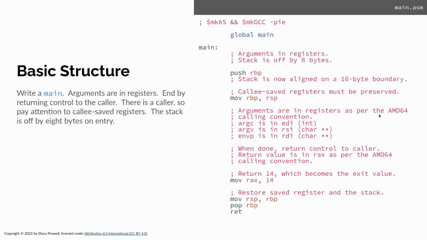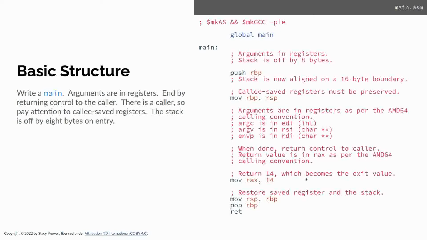Arguments are on the stack as per the AMD64 calling convention. There they are. We just talked about that. When we're done, we return control to the caller. And the return value is not in RDI, which was the first argument to exit. It's in RAX. Why? Because that's what the calling convention says. And remember, we are now a called function, so we're following the calling convention.